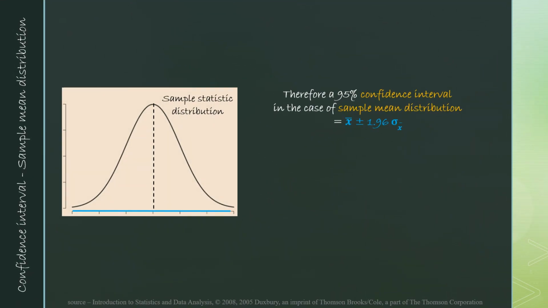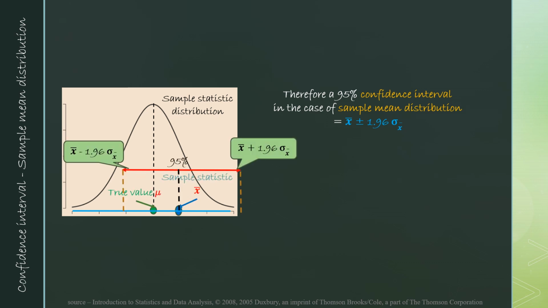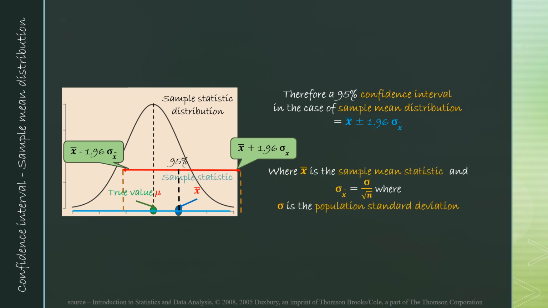Therefore, for example, a 95% confidence interval in the case of the sample mean distribution equals x bar plus or minus 1.96 times sigma x bar, where x bar is the sample mean statistic and sigma x bar equals sigma divided by the square root of n, where sigma is the population standard deviation. The assumption here is that the population standard deviation sigma is known, which is not often the case. We'll address the unknown sigma case soon.